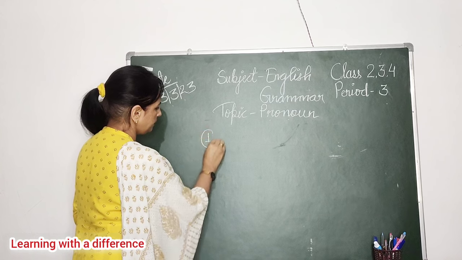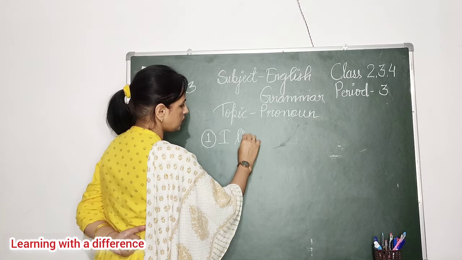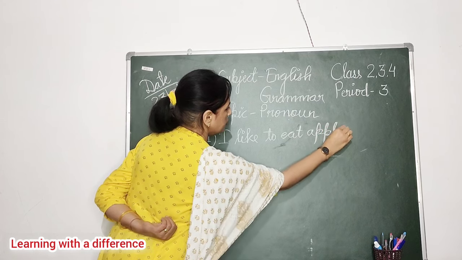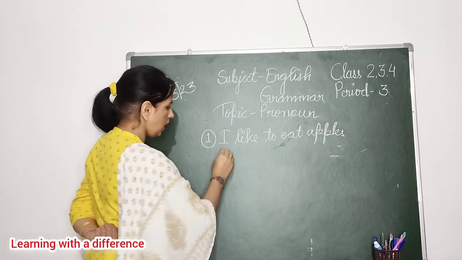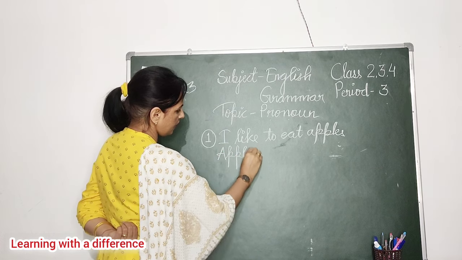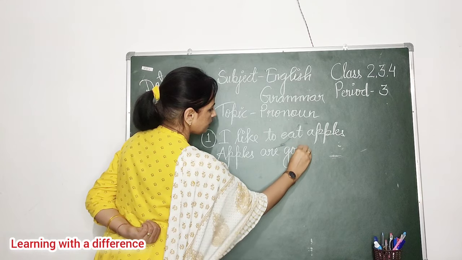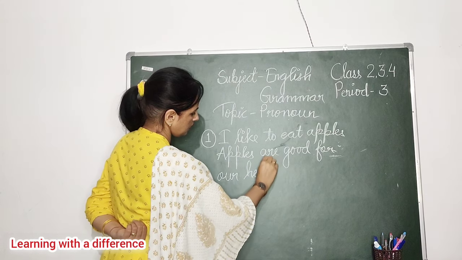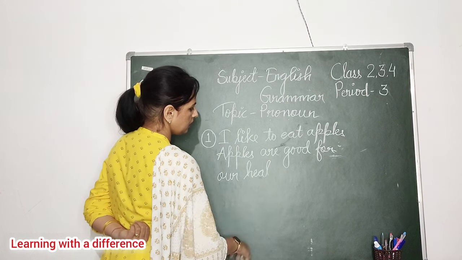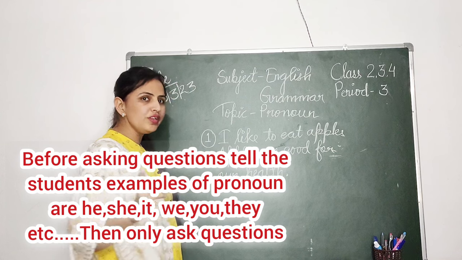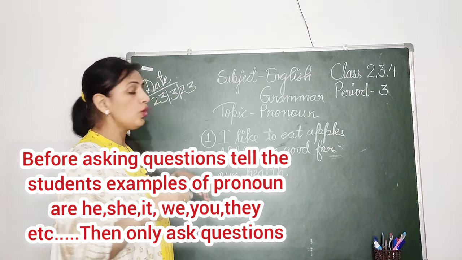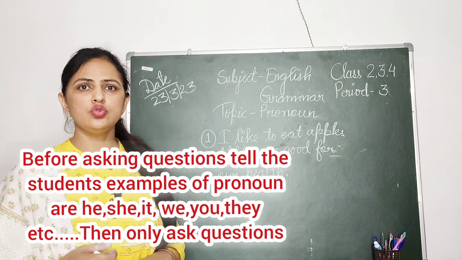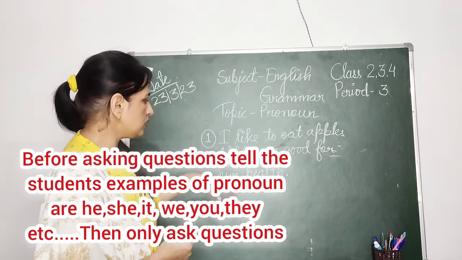Okay. See. I like to eat apples. Okay. Apples are good for our health. Okay, students. So, here now you will tell to ma'am that what is pronoun? What pronoun will come here? I like to eat apples. Apples are good for health. So, I repeat it. Apples. And what I can use in place of apples?